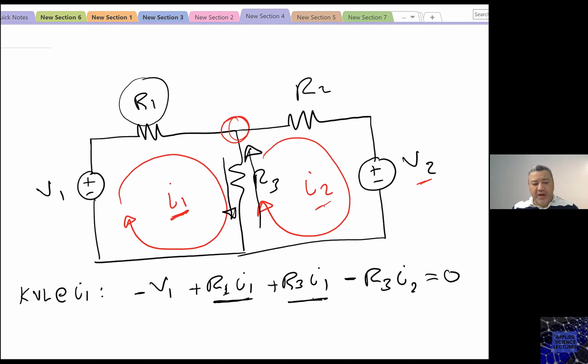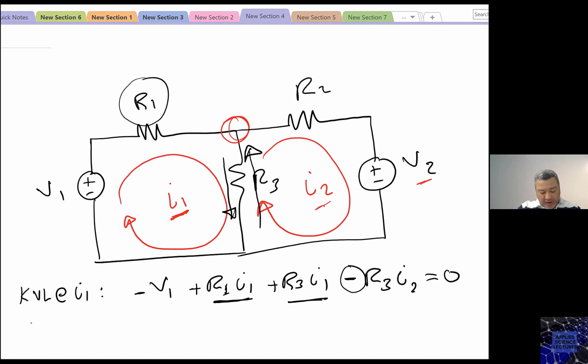Now, when it comes to the other variables that are sharing some components, like R3, for example, in this case, I look at the direction of I2. Is it in the same direction as I1? If it's in the same direction as I1, then I write it as positive. If it's in the opposite direction, then I write it as negative. So this is how I write the mesh equation for mesh number one.